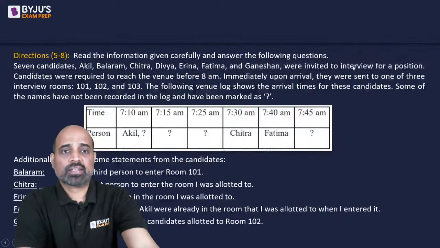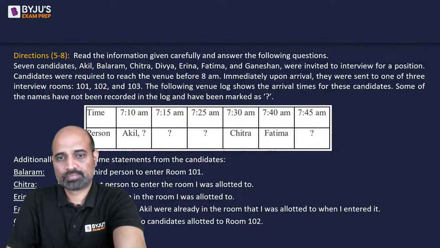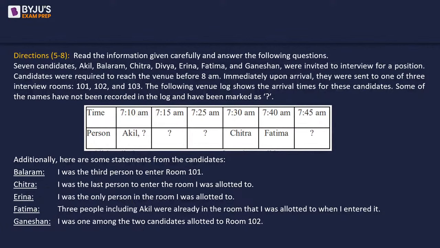Okay. Next one. Read the information given carefully and answer the following questions. 7 candidates A, B, C, D, E, F and G were invited to interview for a position. Candidates were required to reach the venue before 8 a.m. Immediately upon arrival, they were sent to one of the 3 interview rooms, room number 101, 102 and 103. The following venue log shows the arrival time for these candidates. Some of the names have not been recorded in the log and have been marked as question mark.